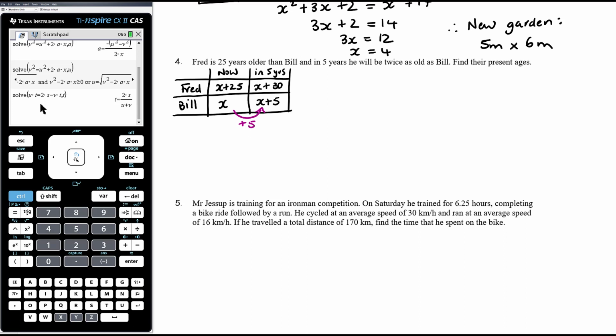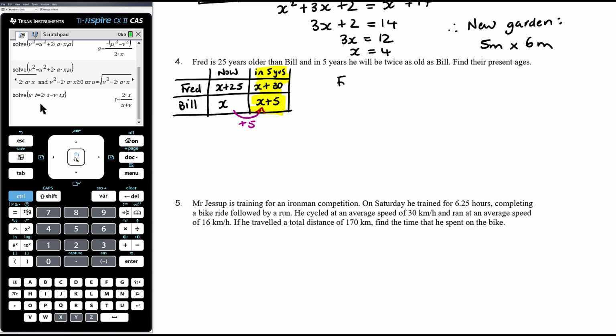Okay, now the information from the question is all about what's happening in 5 years. So we want to use the variables in the yellow column that I've just highlighted. In 5 years, the he there refers to Fred. If you read the full sentence, Fred is 25 years older than Bill, and in 5 years Fred will be twice as old as Bill. So in 5 years, Fred will be twice as old as Bill.